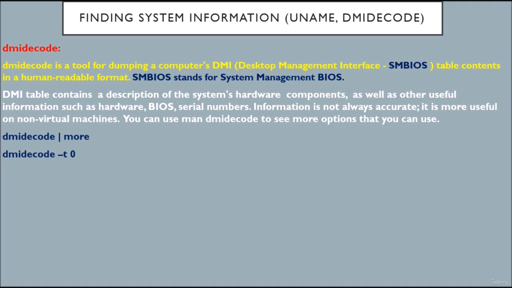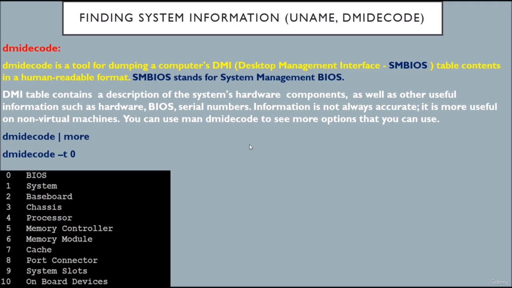To run this command, you can just type in dmidecode, but it may show you a lot of information, so you may want to pipe it with more. There's a couple of options you can also use. So let me show you through the terminal. This is what you will see. For example, when you run dmidecode, it will show you a lot of information: BIOS, system, baseboard, chassis. And this is just an example of what you can see by running this command. All these options you can find information about by running this command.